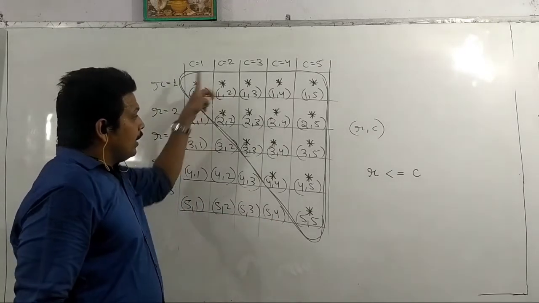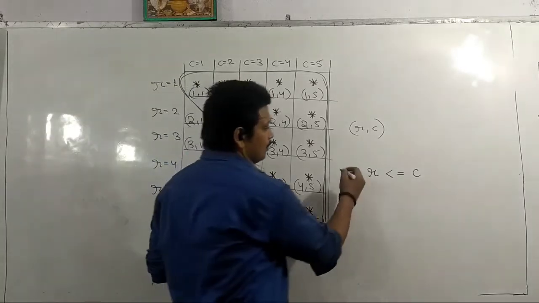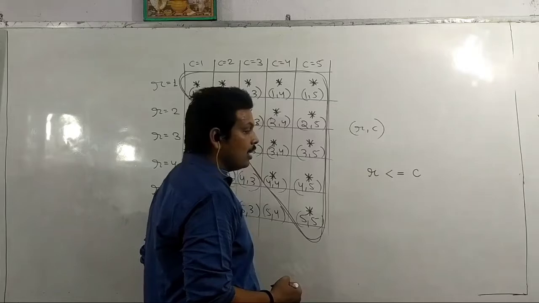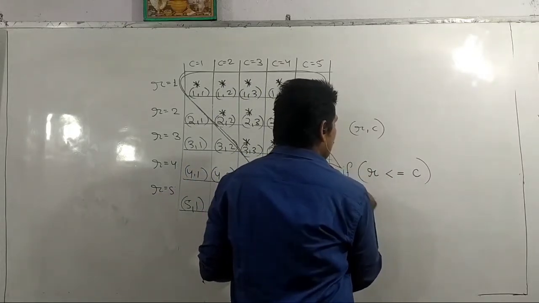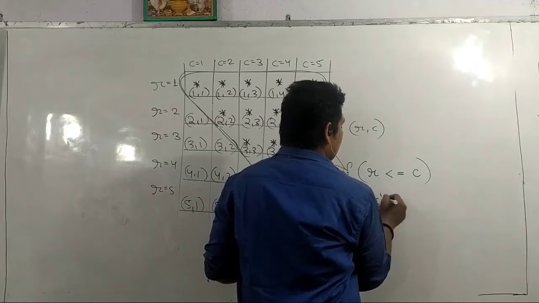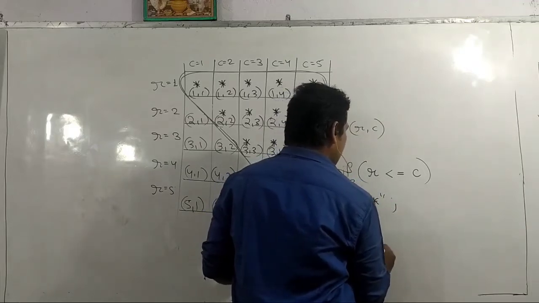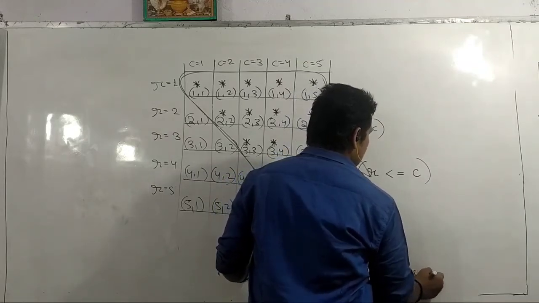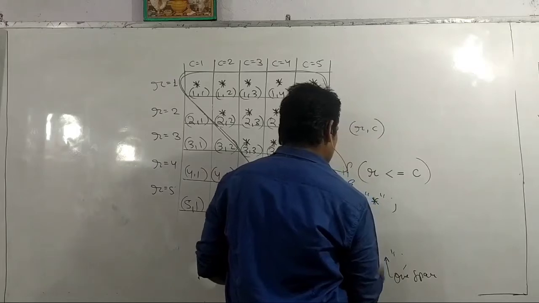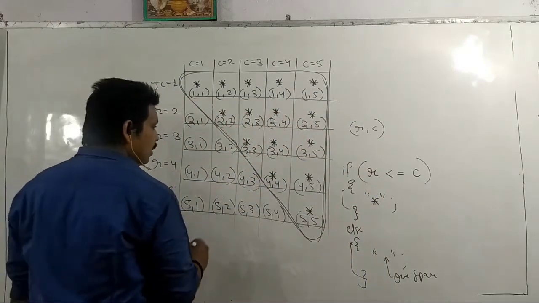So, what is the condition in which the stars are getting printed? The stars are getting printed when R is less than or equal to C. So, if R is less than or equal to C, then we will print a star, or else we will print one space. Clear? So this is the condition, R less than or equal to C.